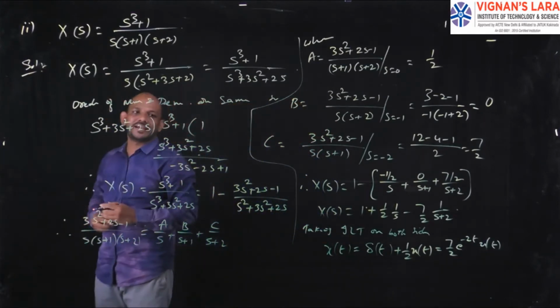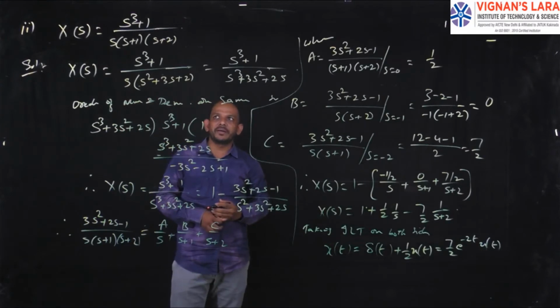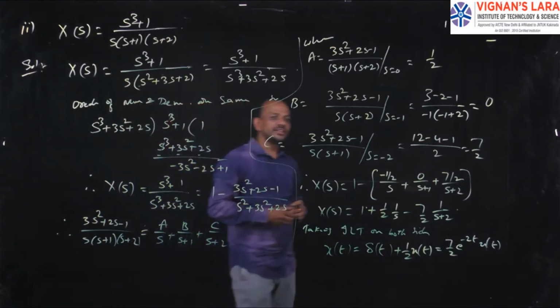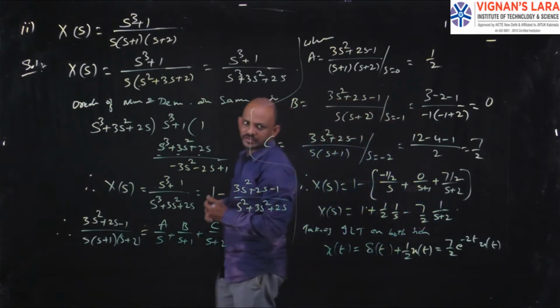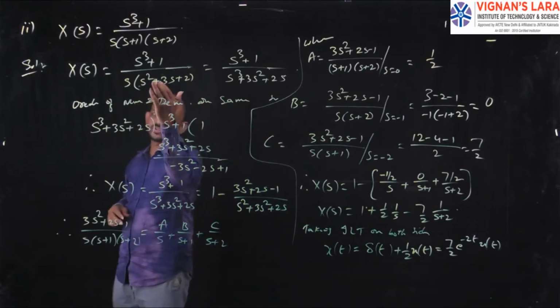Here the function is x of s equal to s cube plus 1 by s into s plus 1 into s plus 2. For this, we have to find the inverse Laplace transform. Here also we will use the partial fraction method. So we will see how to solve this one.